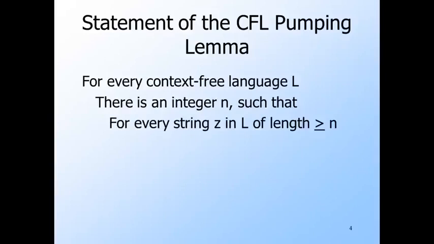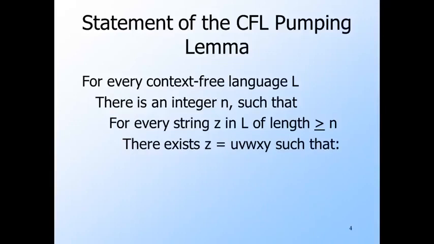Such that for every string z in L of length at least n, and here you get to pick the z to focus on, you can break z into five pieces, u, v, w, x, y, such that three things are true. The adversary gets to pick how z is broken, but subject to two constraints we'll see in just a moment. And incidentally, v and x are the substrings that get pumped.